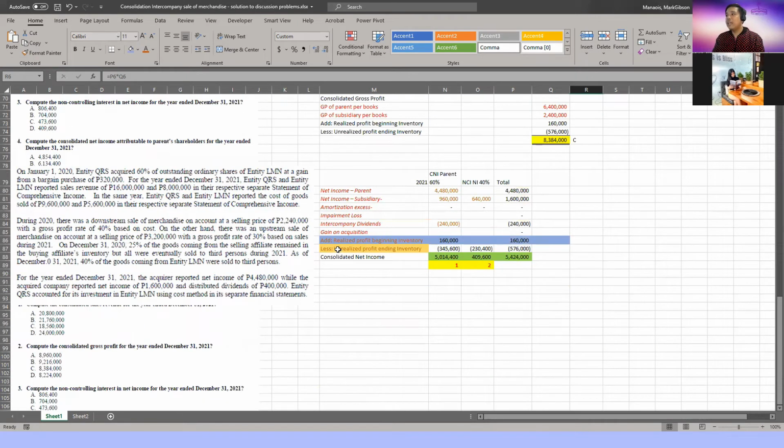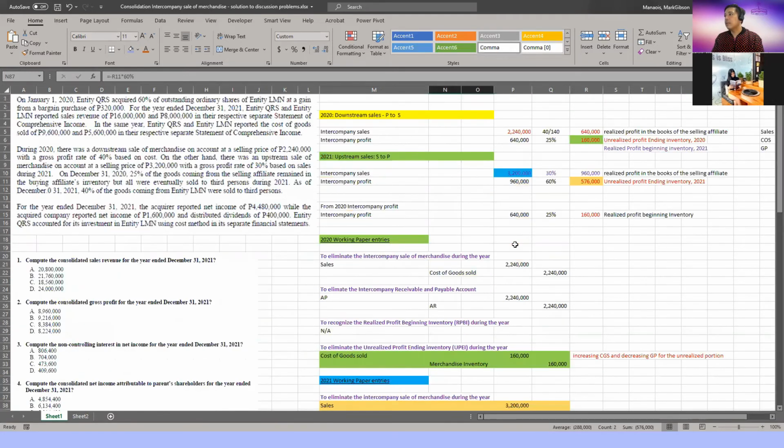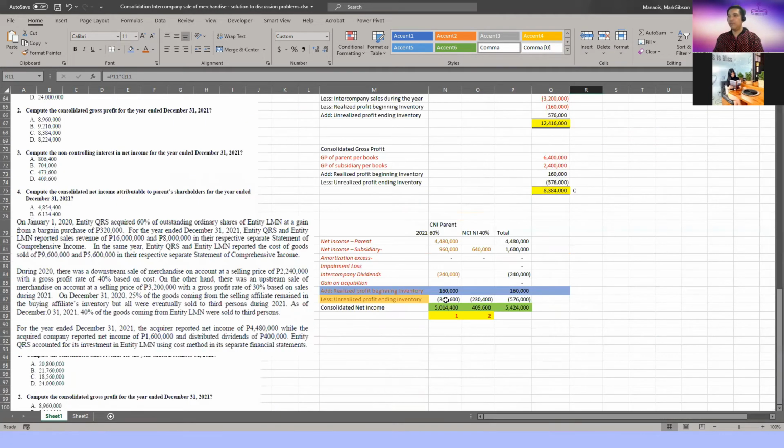Now, for the unrealized profit ending inventory, pansinin, we have to allocate this between the two using the proportionate share. Why? Kasi the transaction is an upstream sales. So it's a sales from the subsidiary to the parent. And the parent owns 60% of the subsidiary in this case. So magkano nga yung unrealized profit? That's 576,000. 576,000 multiplied by 60%, that's 345,600. Now, for the non-controlling interest, that's 40%.